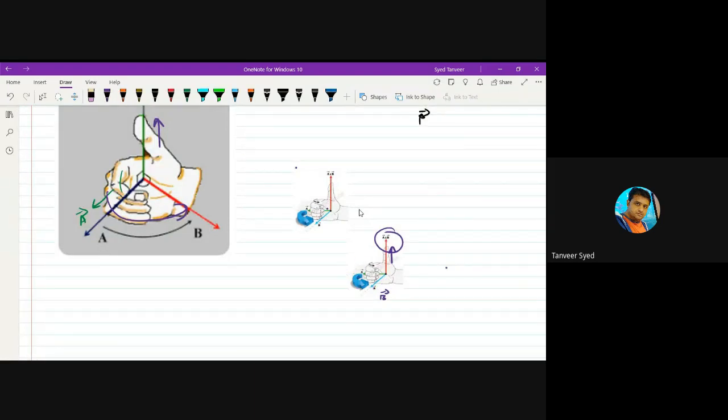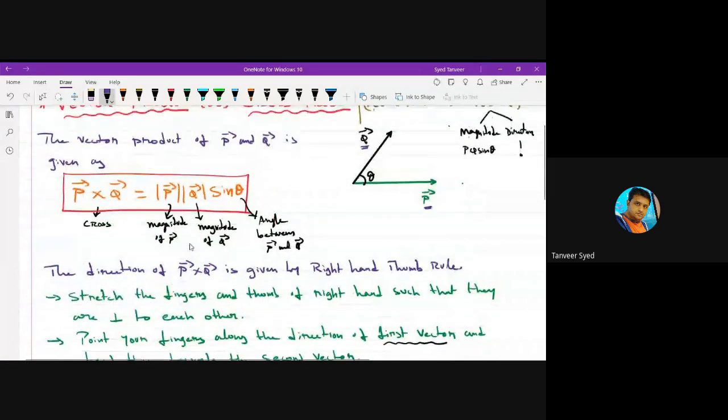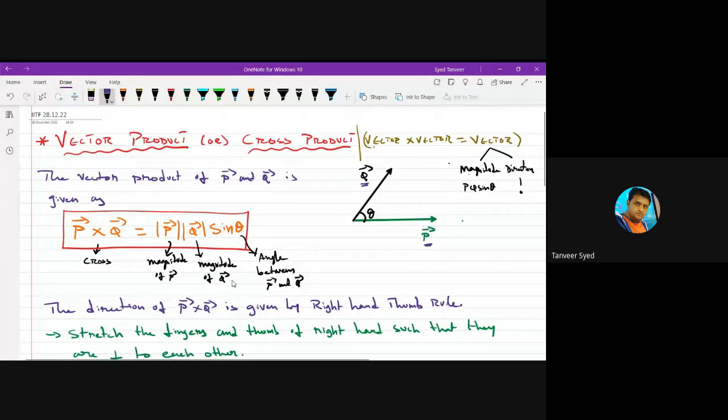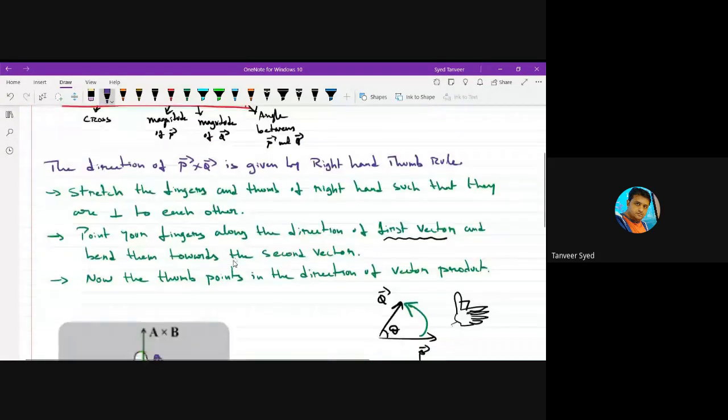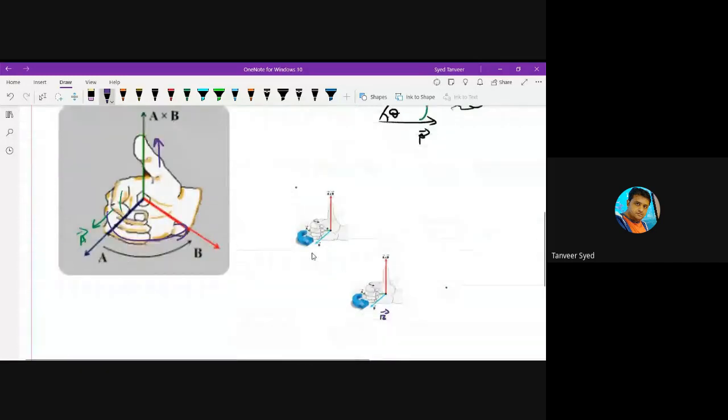Now, let us continue. What have we got? The magnitude of vector product P cross Q is equal to PQ sin theta, and how to determine its direction: by applying the right hand thumb rule.